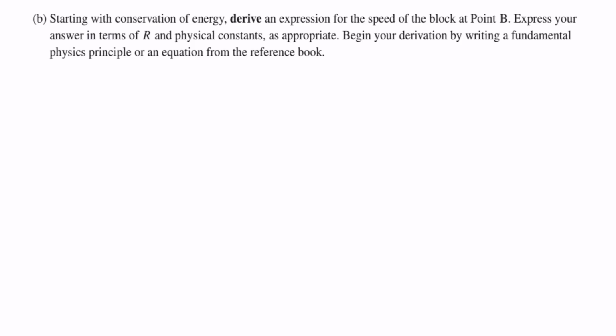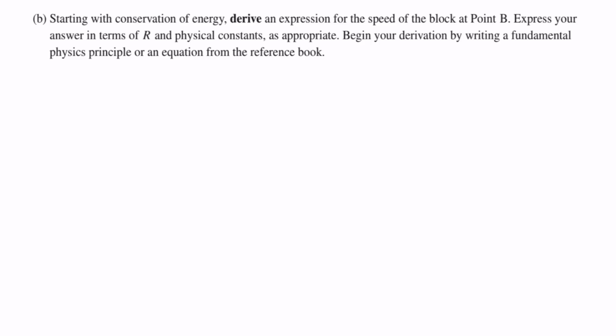Now we can move on to the second question. Part B asks us to derive an expression for the speed of the block at point B and express our answer in terms of r and physical constants. Physical constants in this case just refers to things like gravity, for example.